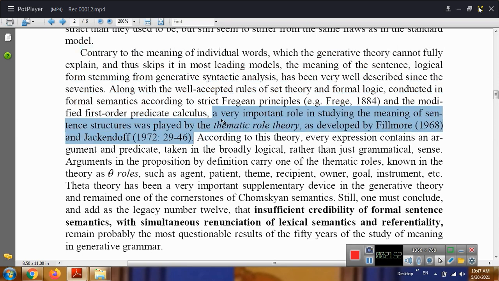A very important role in studying the meaning of sentence structures was played by thematic role theory, developed by Fillmore and Jackendoff. What do we mean by thematic role theory? You should know that it was developed by Fillmore and Jackendoff, and here we can see its definition.